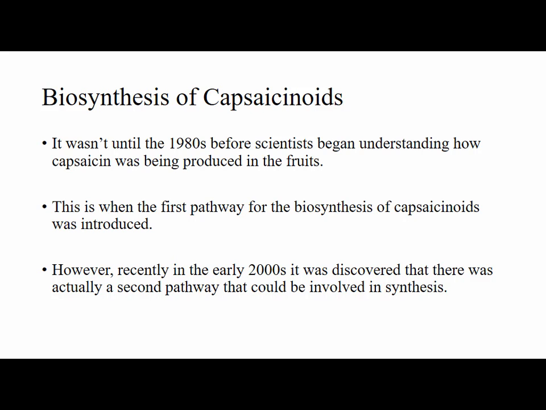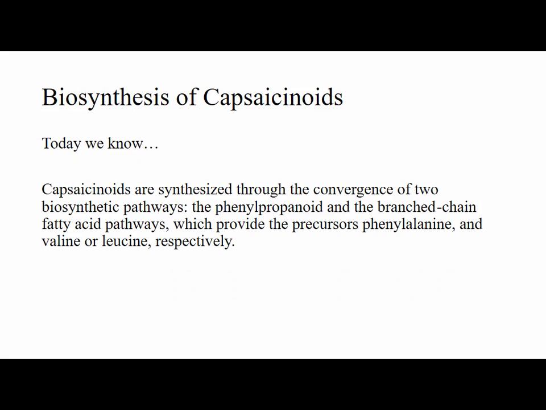All right, it wasn't until the 1980s that scientists began understanding how they were produced within the fruits, and the first pathway for the biosynthesis of capsaicinoids was determined at this time, but it wasn't until recently, in the early 2000s, that they discovered there is actually a second pathway involved in this synthesis. So today we know that the two pathways that converge are the phenylpropanoid pathway and the branched-chain fatty acid pathway. And these provide the precursors phenylalanine and valine or leucine, respectively.